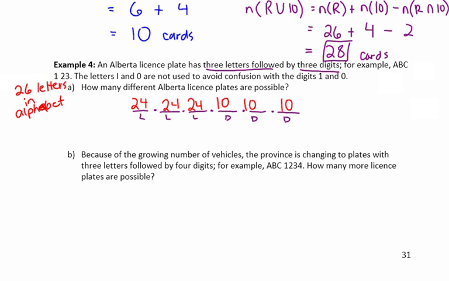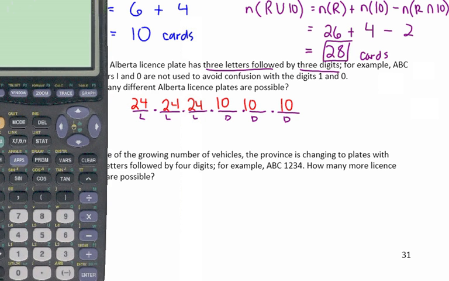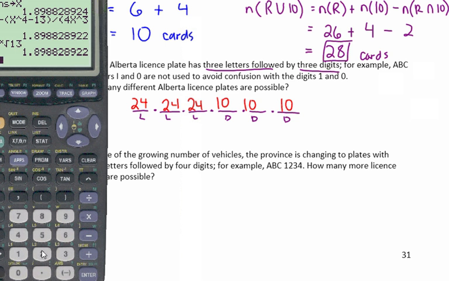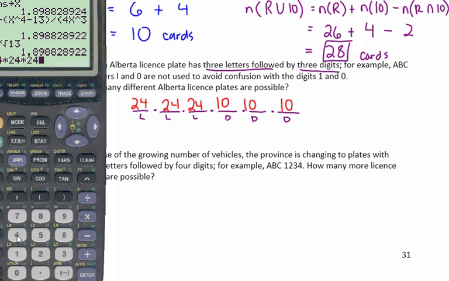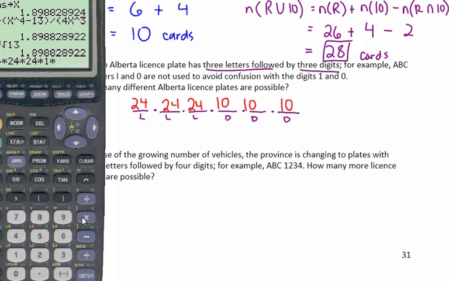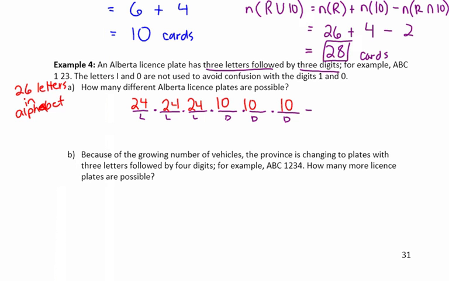So 24 times 24 times 24, 24 cubed, times 10 times 10 times 10. Yeah, it's a very big number. 13,824,000. Lots of options. They're all the number of combinations. Okay? That's a lot of combinations.